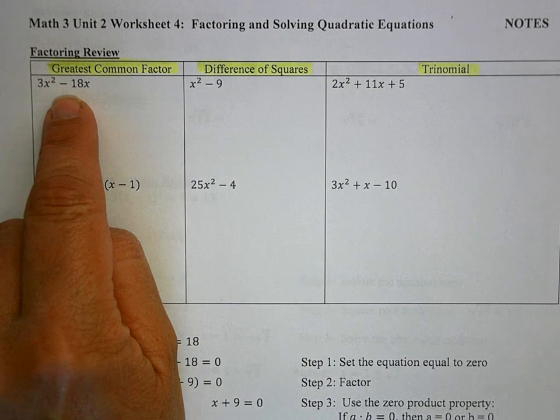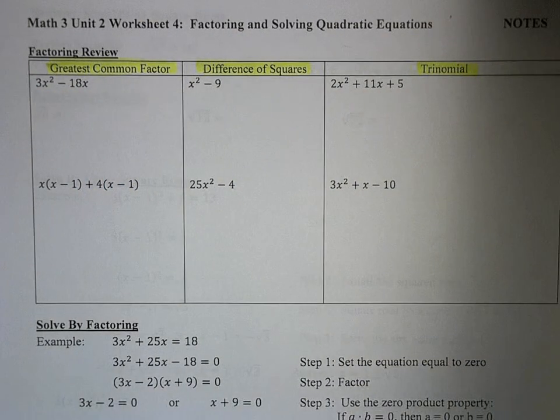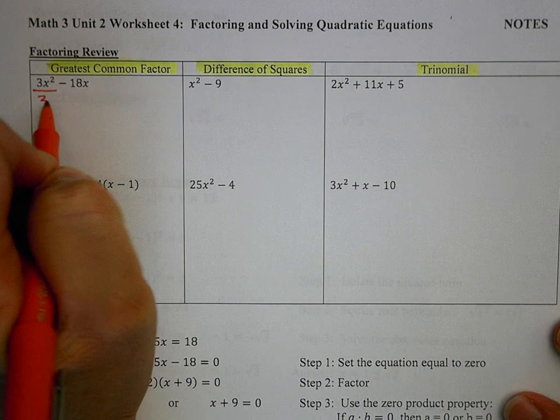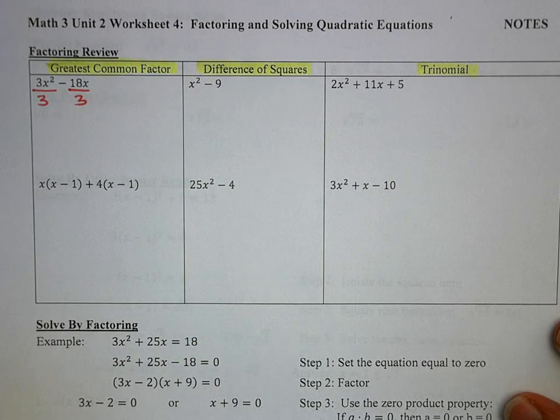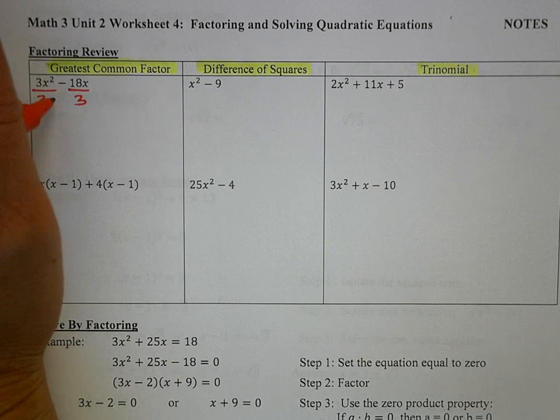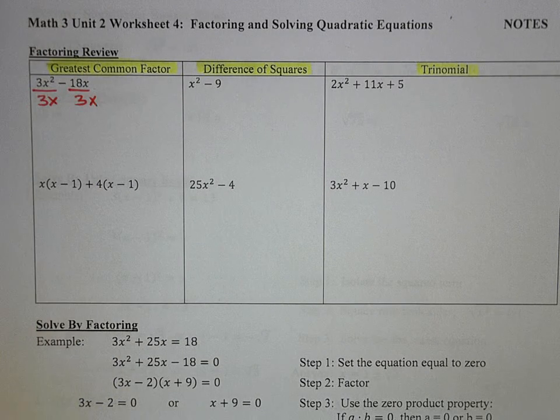If I look over here, I can see that both of these are divisible by 3, so I can divide a 3 out of this one and also this one. Then if I look at my variable component, I have x squared, which means x times x, and then an x here. So they're also both divisible by x, and I can divide both of those evenly by 3x.